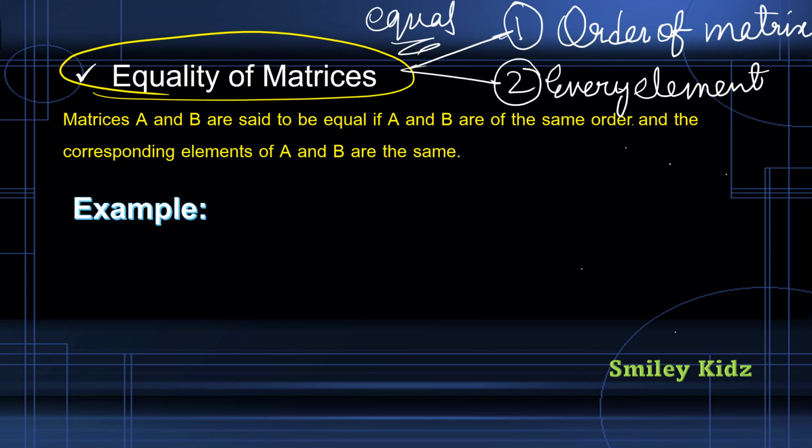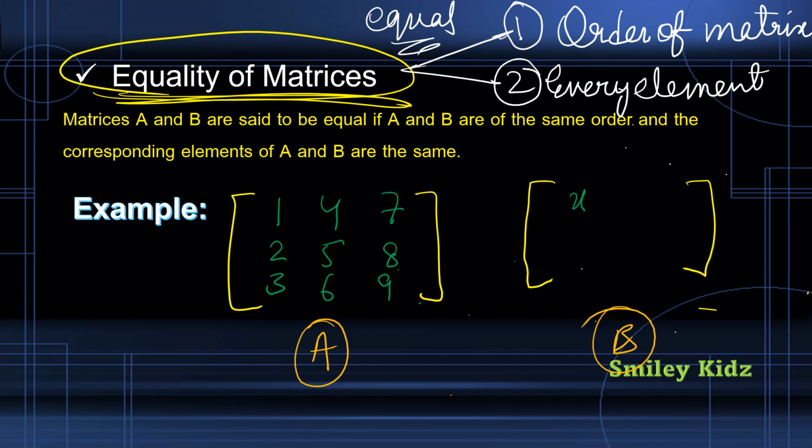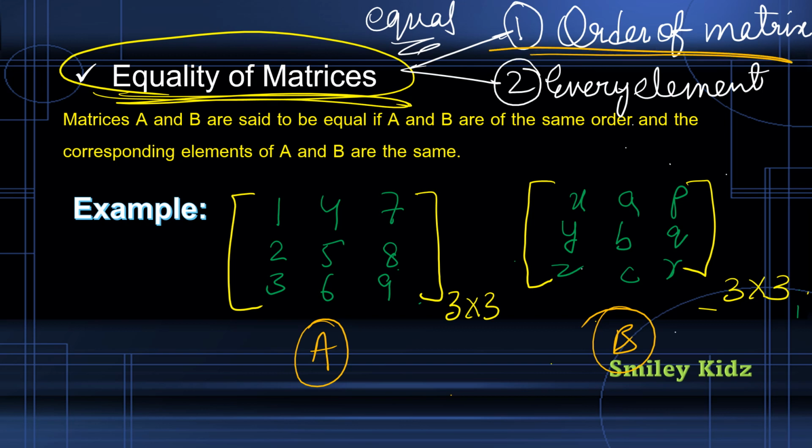Now, if I have to form such a matrix where they are equal, or if I would say equality of matrices, right? Now, here we have two matrices. Let's name them as A and B. Now, order of matrix must be equal. So I'll make 1, 2, 3, 4, 5, 6, 7, 8, 9 and X, Y, Z, A, B, C, P, Q, R. Now, have a look at this. The order of the matrix is equal, 3 cross 3 and 3 cross 3, or 3 by 3 and 3 by 3. One condition is satisfied.